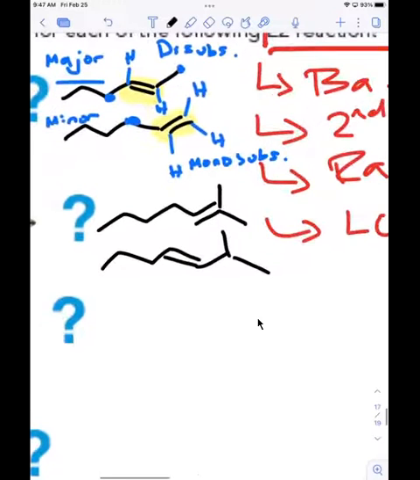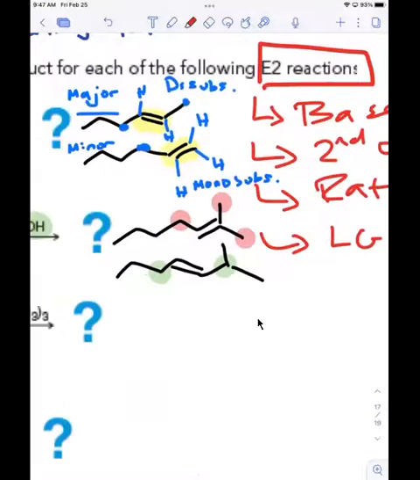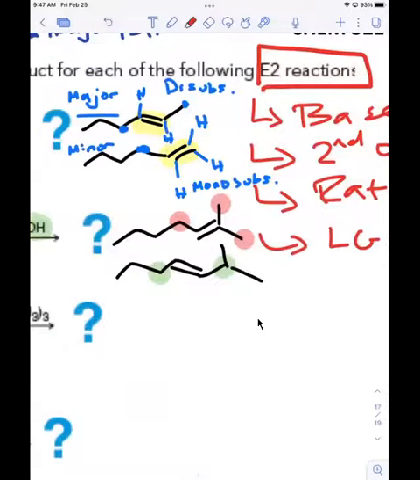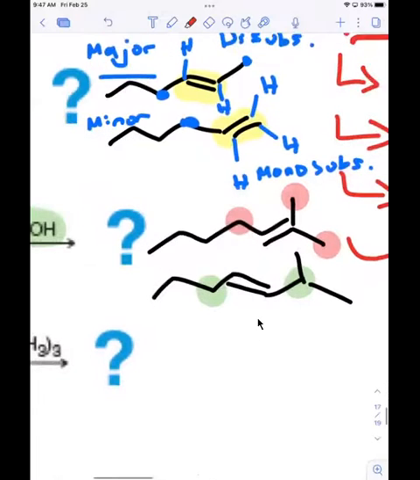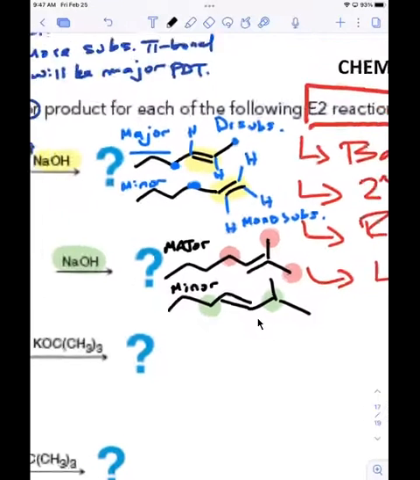All right, so let's look at the substitution pattern. So the bottom one has a carbon here and a carbon here. The top one has 3 carbons attached to it. So which one is more substituted? Top one. So this is major. And this is minor. Right? Any questions about that?